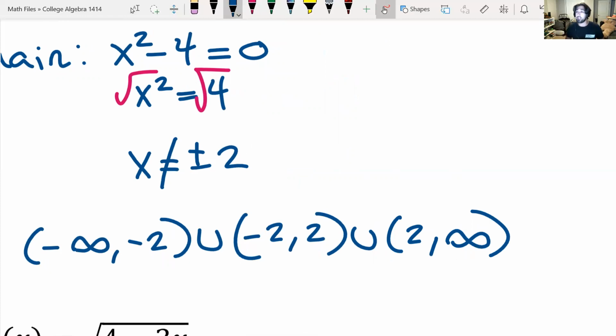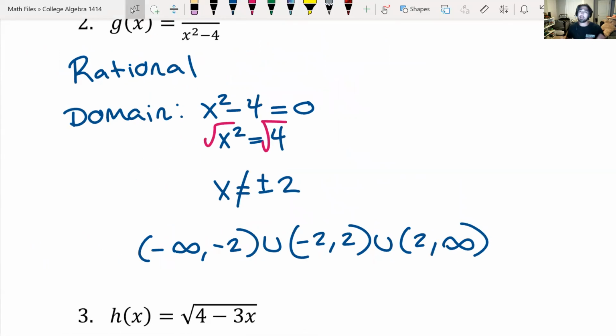So this interval notation shows us where this function exists. At what numbers can this function exist? This function exists from -infinity to -2, in between -2 and 2, and from 2 to infinity. All right, so that's how you find the domain of a rational function.